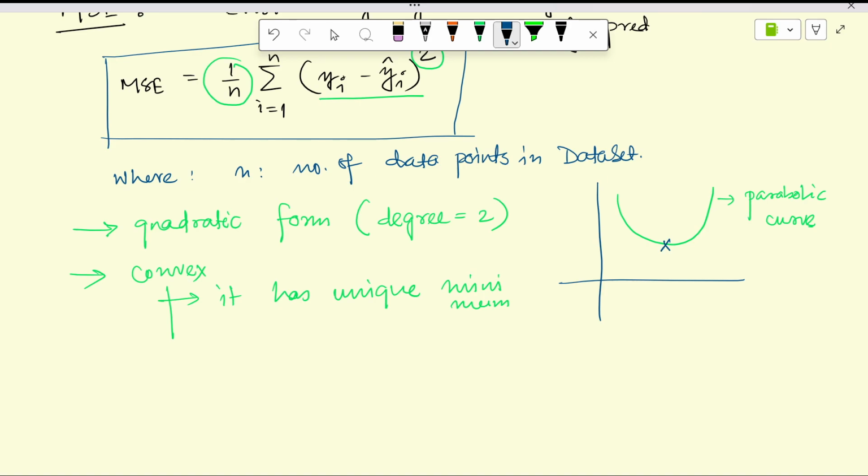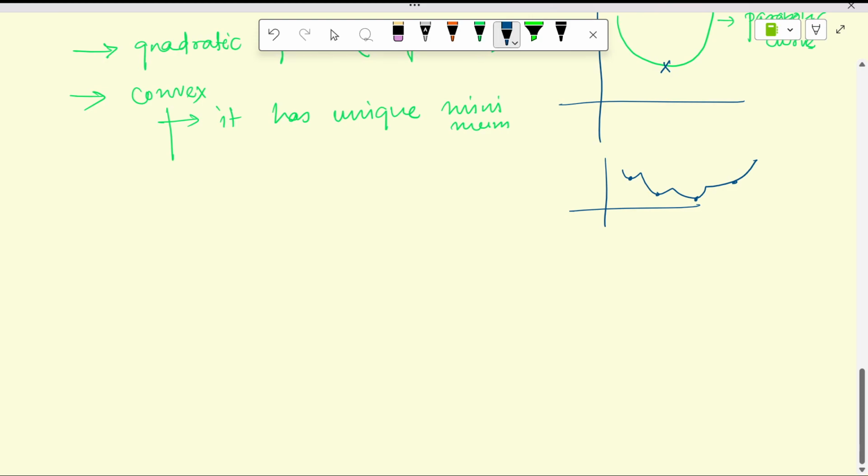There are other, non-convex curves. If we have a non-convex curve, let's say this type of curve, these are the minimums. More than one minimum point is there. But in the convex curve, there is only a unique minimum. So for that reason, we generally use MSE to define the cost function for regression.